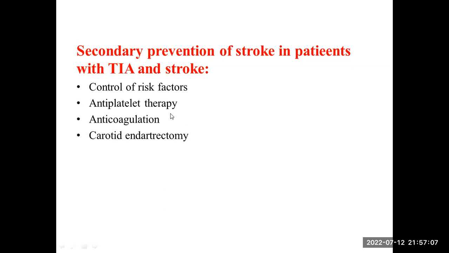And if it is a hemorrhagic one, then we can go through reduction of blood pressure. We will speak about hemorrhagic stroke in this lecture, and we will talk about how to control the blood pressure. But as far as ischemic stroke, just like I told you.